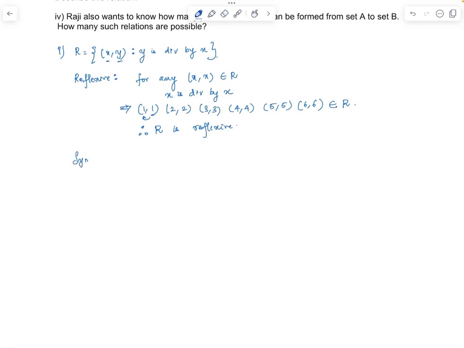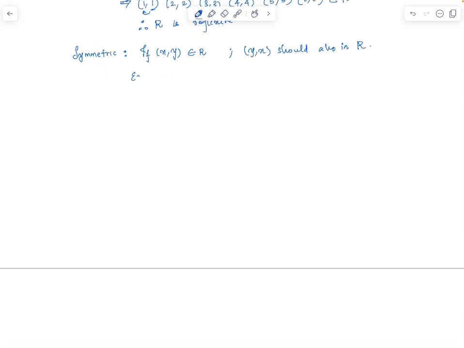Now, let's check whether R is symmetric. For R to be symmetric, if (x, y) is in R, (y, x) should also be in R. For example, let's take the ordered pair (2, 4). The ordered pair (2, 4) is present in R because it follows the rule y is divisible by x, that is 4 is divisible by 2. So this is present in R. (4, 2): 2 is not completely divisible by 4. So this is not present in R. Therefore, R is not symmetric.